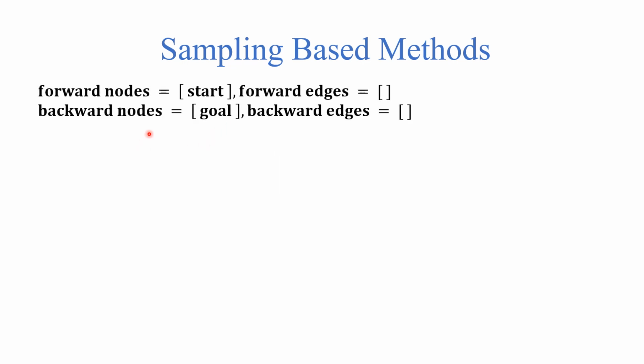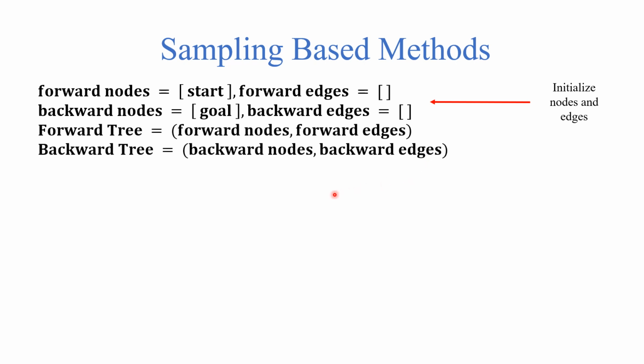Now we're going to discuss the bi-RRT algorithm in detail. So first of all, we're going to initialize the forward nodes as start and the forward edges as an empty list. Then we're going to initialize the backward nodes as goal and the backward edges as an empty list. Then we're going to initialize the forward and backward tree using the nodes and edges that we just defined. Next, we're going to repeat the following steps for a maximum number of iterations n max.